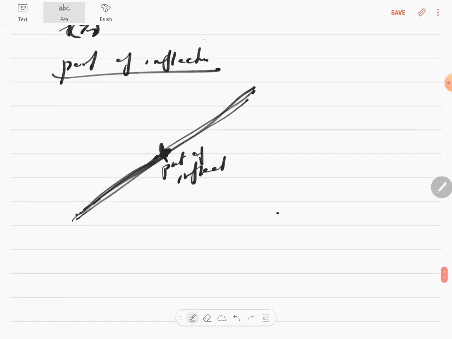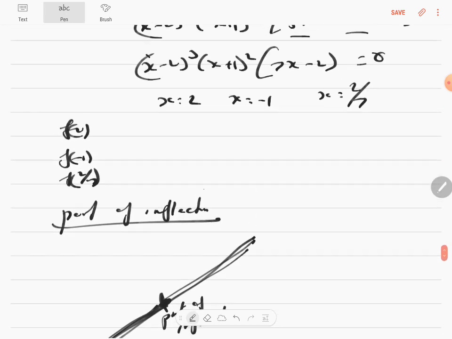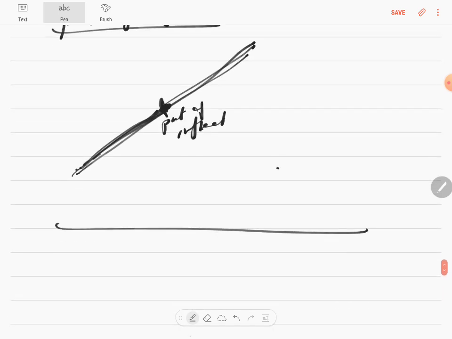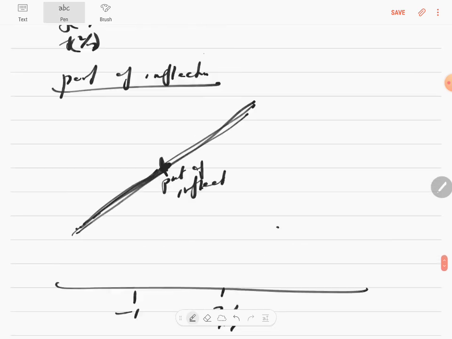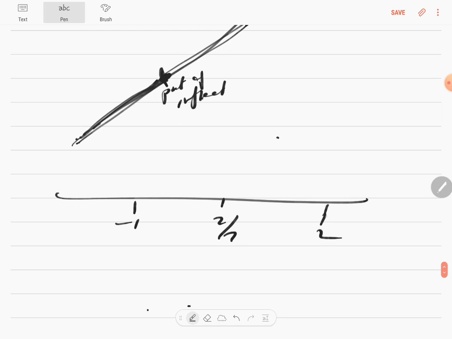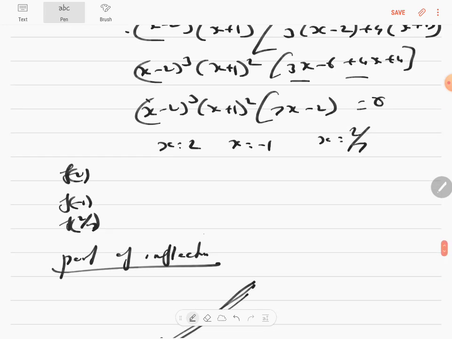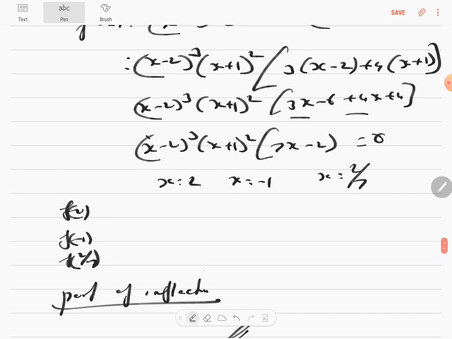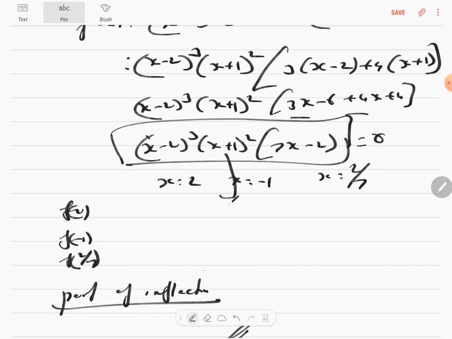So take these points and put this in the number line. So which is the smallest point? A minus 1 here, a 2 by 7 here, and a 2 here. Give an example, minus infinity, plus infinity. So minus 2, 0, 1, and a 3. Give these in and substitute in the slope. You're supposed to substitute in the slope for increasing and decreasing. Which is your slope? This is your slope. And this x minus 1 the whole square is always positive.